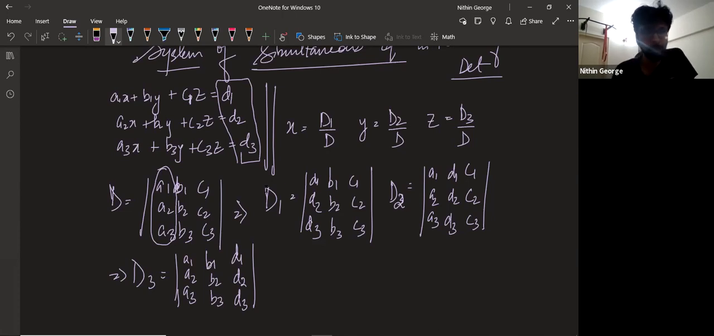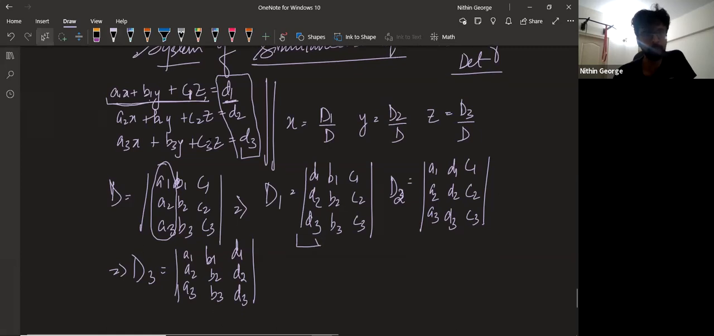So the idea is simple. You take D like this. This is the main thing. D1 is replacing the first column with this one here. So you see each equation: a1x, b1y, c1z equal to d1. There's a constant term on the RHS and degree 1 terms on the LHS. So if you make a determinant out of the different coefficients that are there, that is D. You replace the first column with the constant terms d1, d2, d3. You get D1. Similarly, you replace the second column.